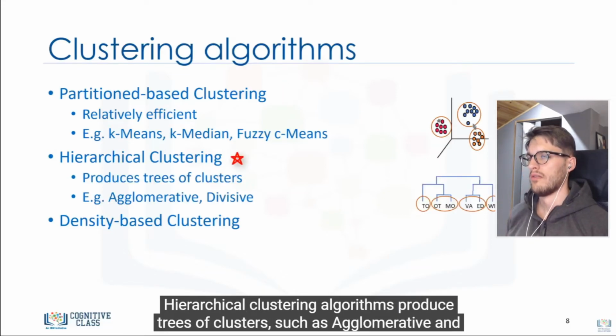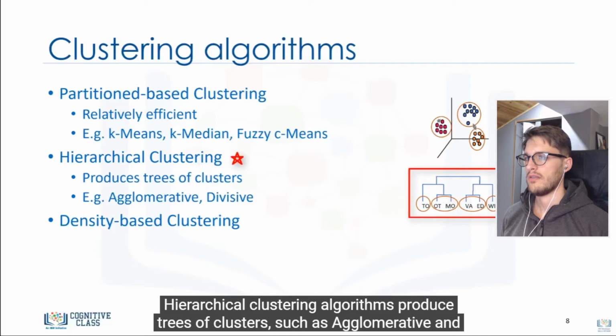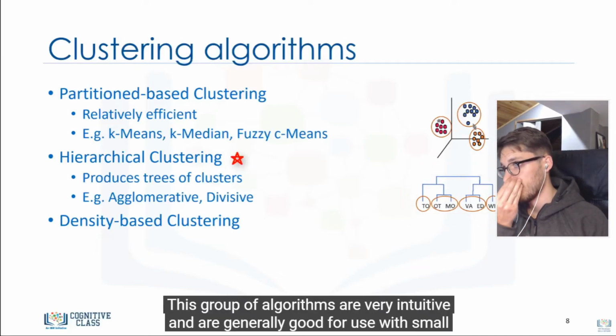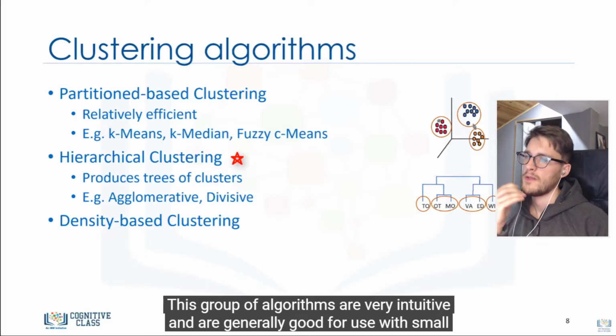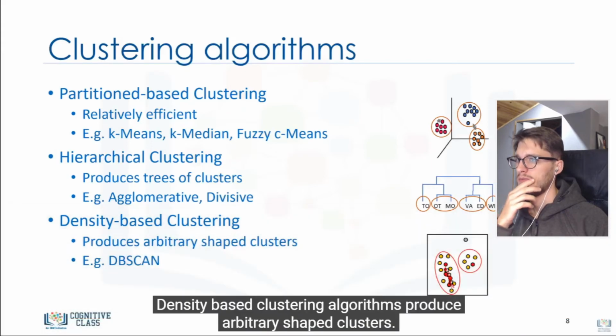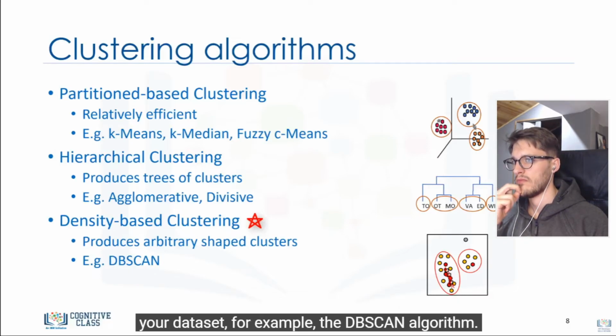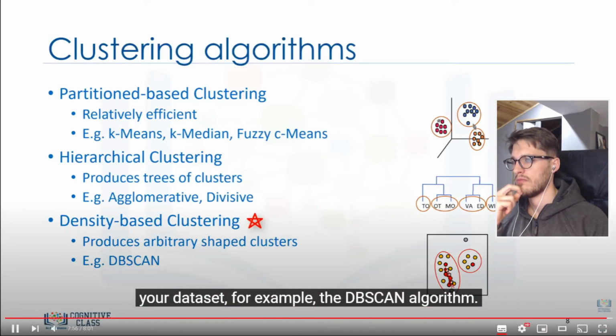Hierarchical clustering algorithms produce trees of clusters, such as agglomerative and divisive algorithms. This group of algorithms are very intuitive and are generally good for use with small-sized datasets. Density-based clustering algorithms produce arbitrary shaped clusters. They are especially good when dealing with spatial clusters or when there is noise in your dataset. For example, the dbScan algorithm.